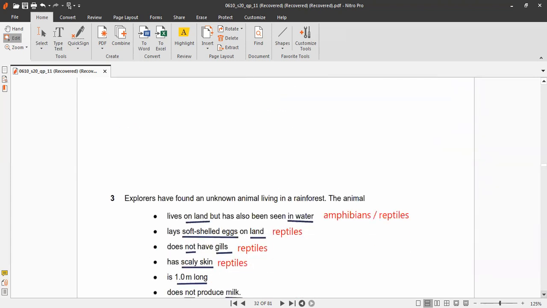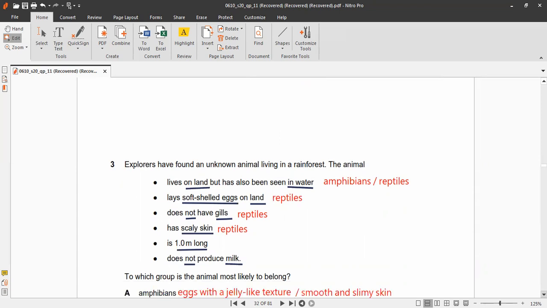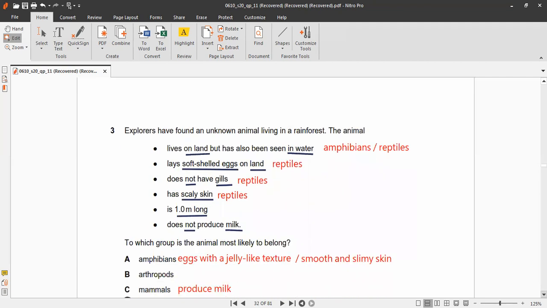Paper 1, variant 3. Explorers have found an unknown animal living in a rainforest. The animal lives on land, but has also been seen in water. Lays soft-shelled eggs on land. Doesn't have gills. Has scaly skin. 1 meter long. Doesn't produce milk. To which group is the animal most likely to belong?